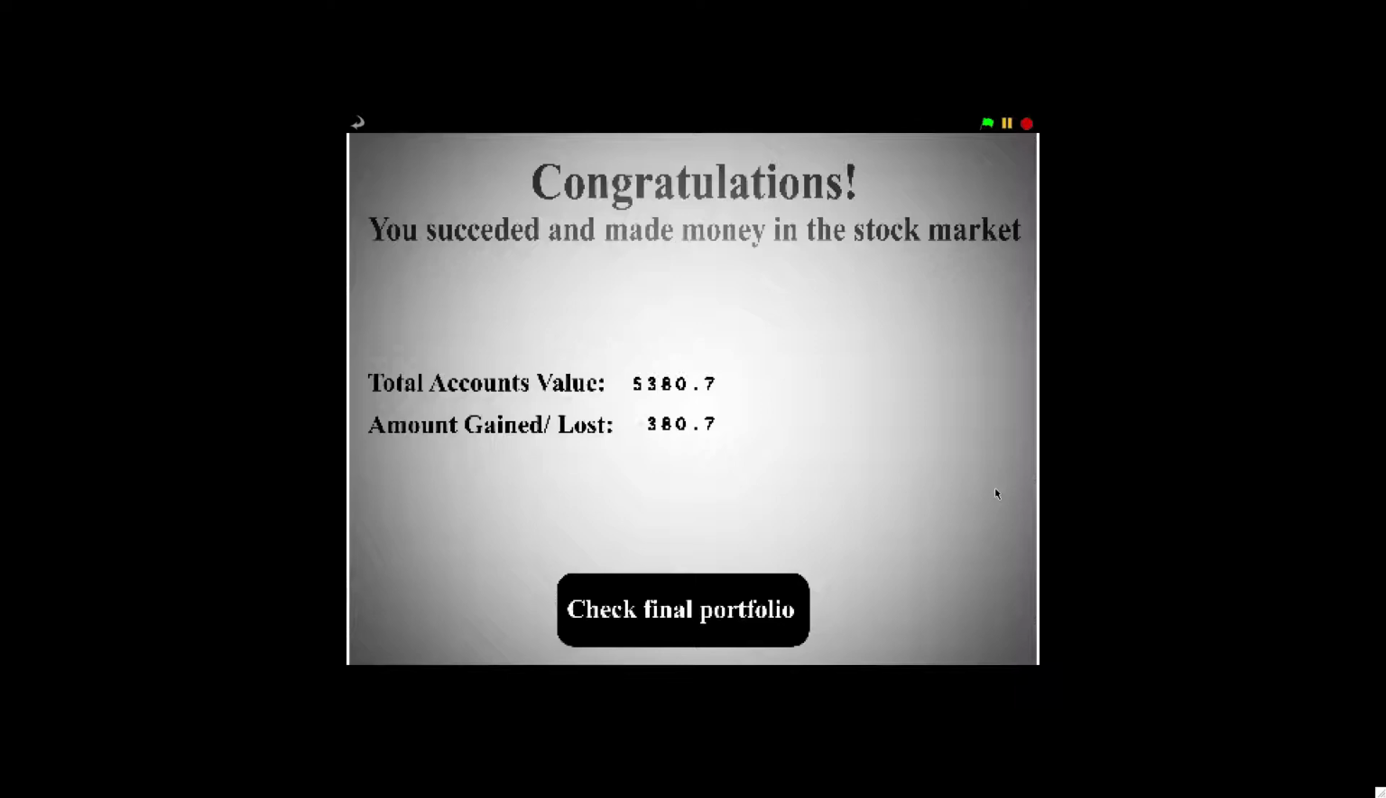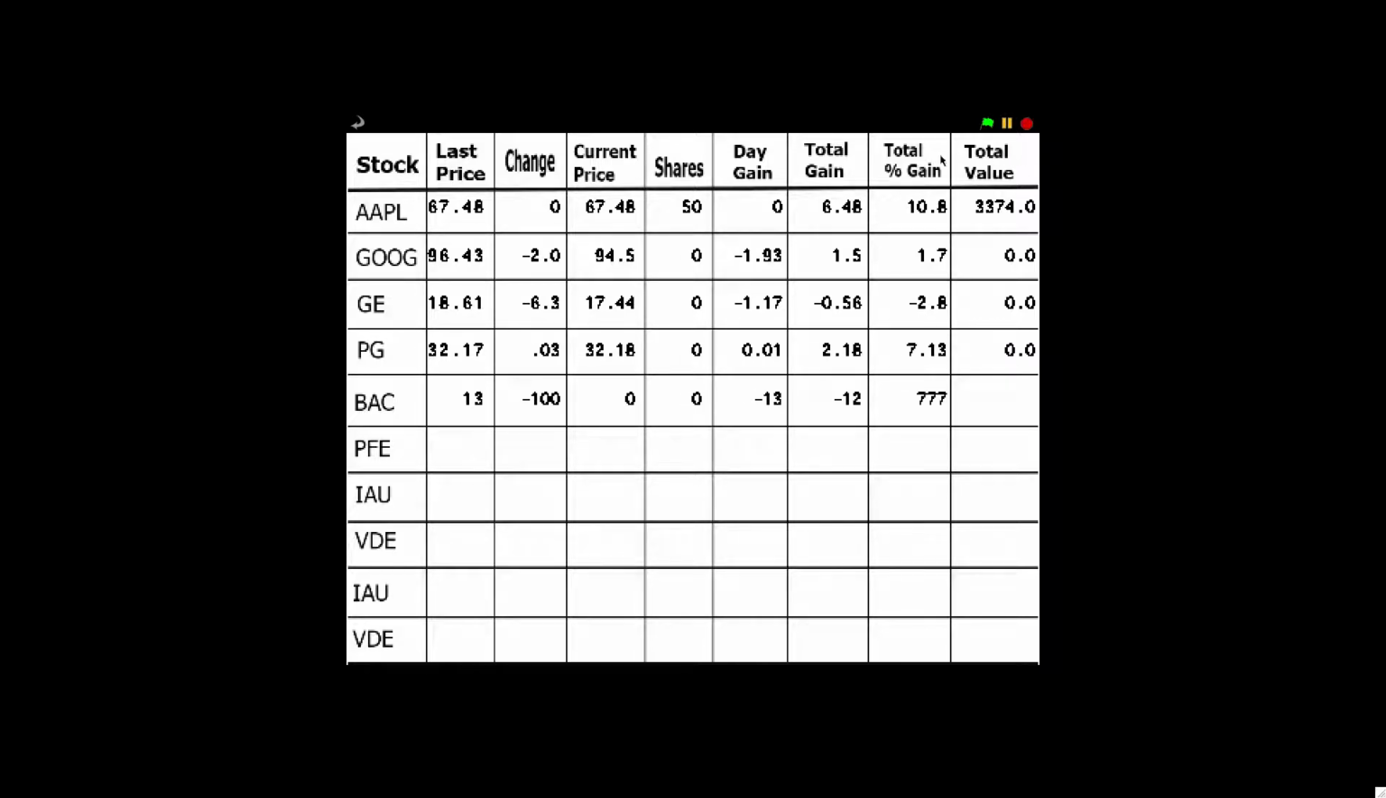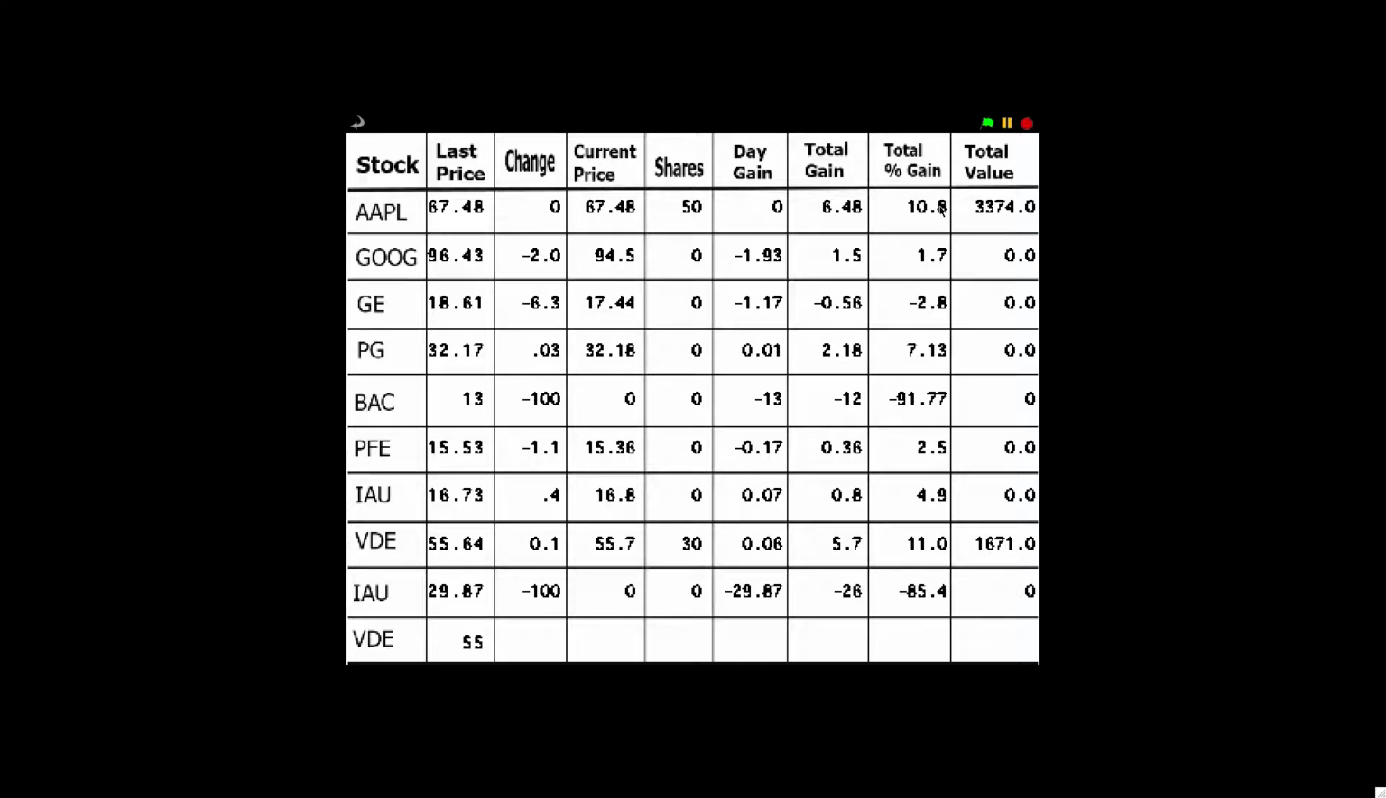Congratulations, you succeeded and made money in the stock market. It gives you the total account value, as well as the amount you gained or lost. So we made $380. You can check your final portfolio and see where all the stocks ended up. Apple over the time had a total percent gain of 10.8. That means we probably should have sold it when it was higher, because we originally had a higher total percent gain, but that went down.